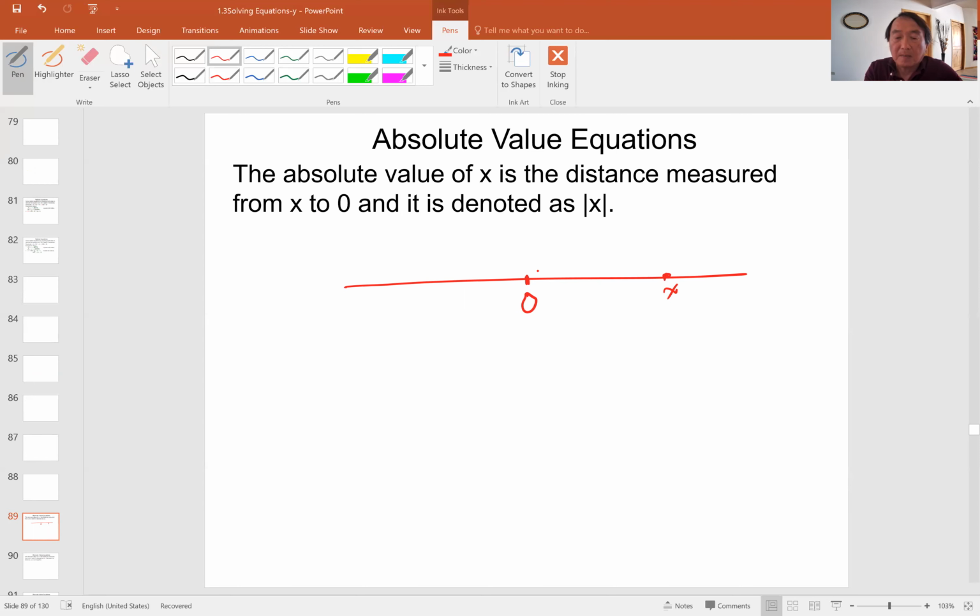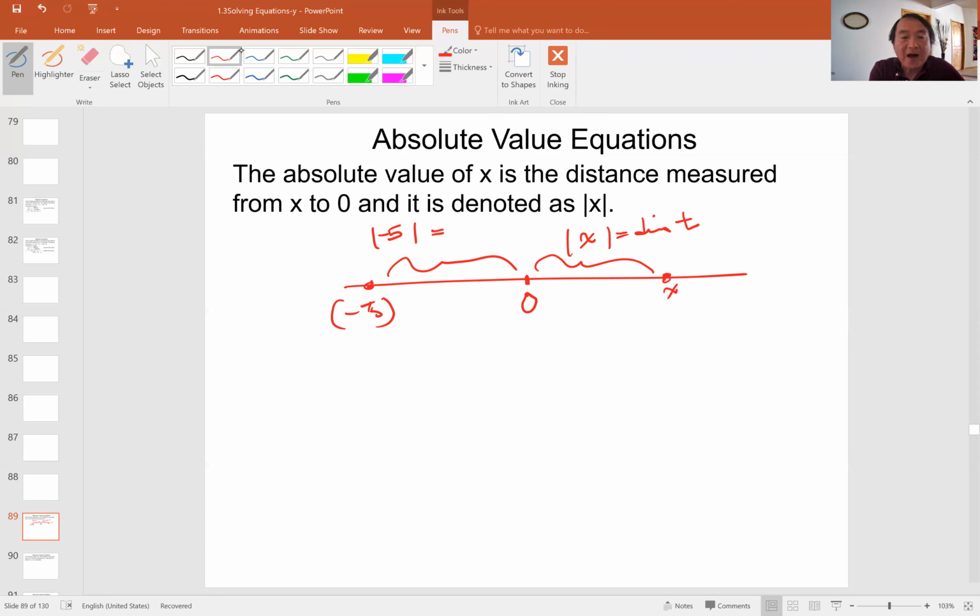Okay, and then think about a ruler. Okay, and then the distance from the point x to 0, that distance we call the absolute value of x. So if here's minus 5, the distance to the center 0 is 5. So we will say the absolute value of minus 5 is 5.